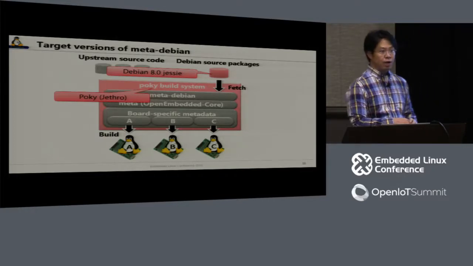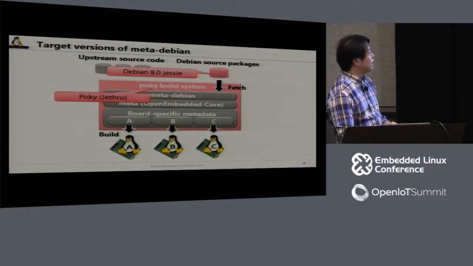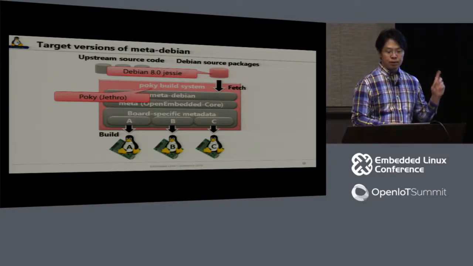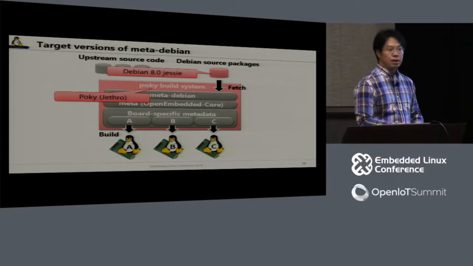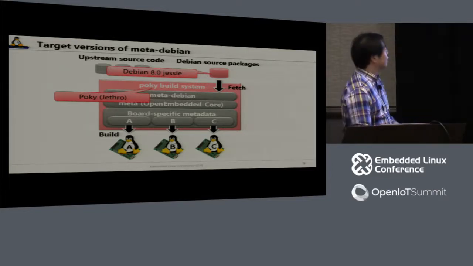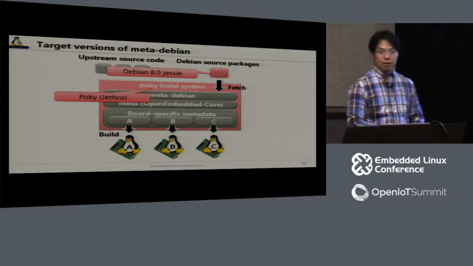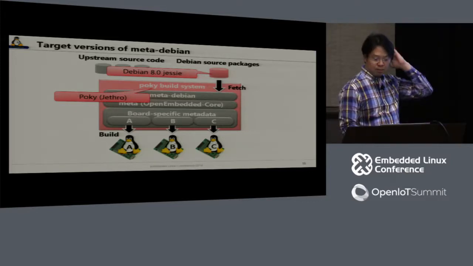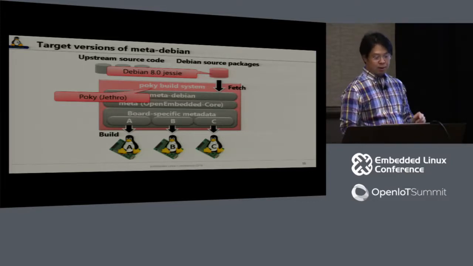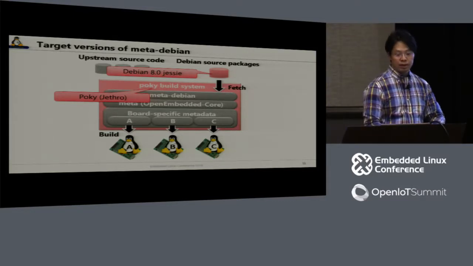Currently, we focus on building the meta-debian layer using Debian 8.0, which is the latest Debian stable version, released just 1 year ago. We are also using Poky Krogoth, I think this is Poky version 2.0, and we also support the upstream version of Poky for this purpose.